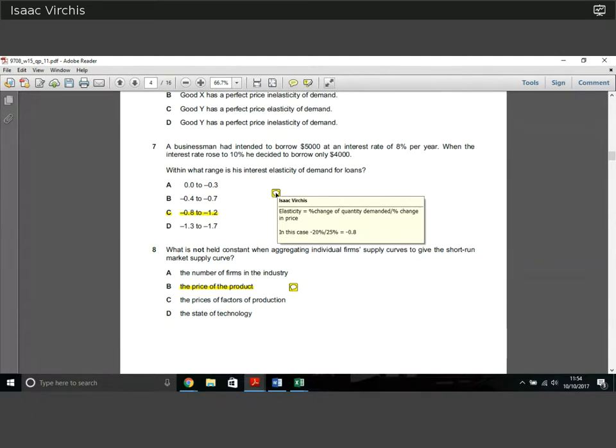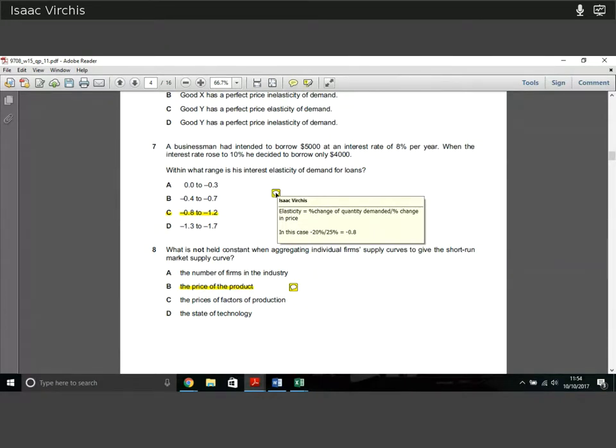So in this case, we have a change in quantity demanded. He was going to buy 5,000, but now he's only decided to go for 4,000, so a reduction of 1,000, which is 20% of the original 5,000. So we've got minus 20% at the top, and the increase in interest rates is 2%, which is 25% of the 8% per year. So minus 20 over 25 is minus 0.8. Therefore, the answer is C, the range of interest elasticity is between minus 0.8 and 0.2.